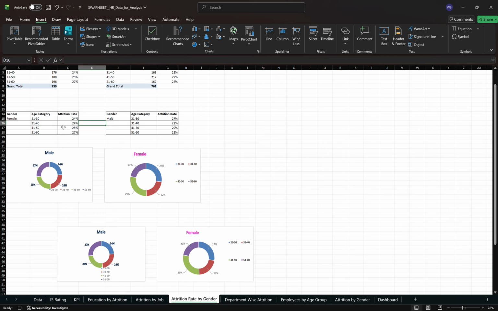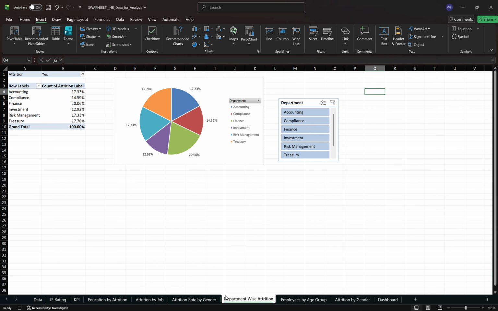For females in the age of 21 to 30, the attrition rate is 24%, which is kind of stagnant for the 31 to 40 age group as well. For 41 to 50 we can see a 1% increase, and for 51 to 60 we can see 27%. Comparing to the males, it's more in 21 to 30 as compared to females. In the 41 to 50 it's 29%, and 51 to 60 it's 22%.